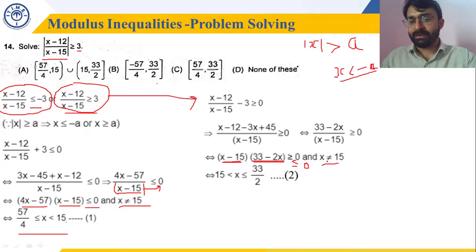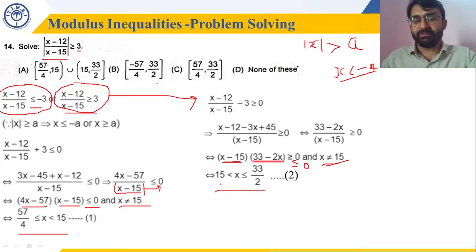Now again we have to keep it in mind, x cannot be equal to 15. So with the less than equal to sign, the value will again lie within the interval. What is the bigger value out of the two? 33 by 2. And what is the smaller value out of the two? 15. So x will definitely lie within the interval.